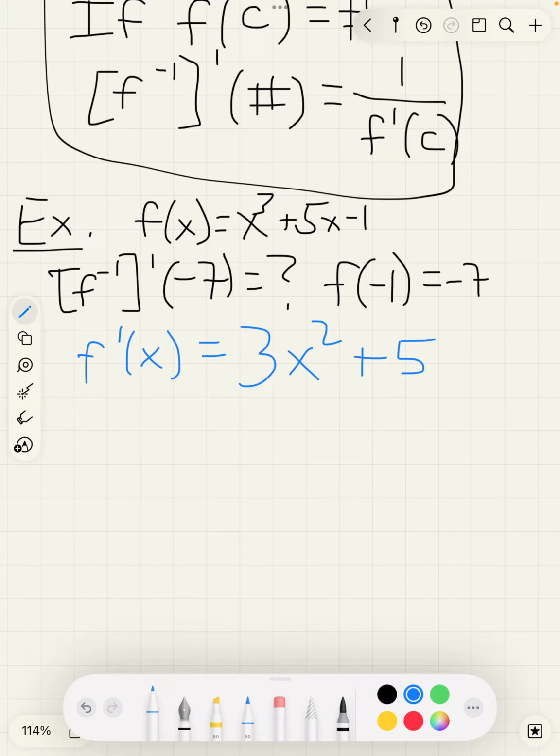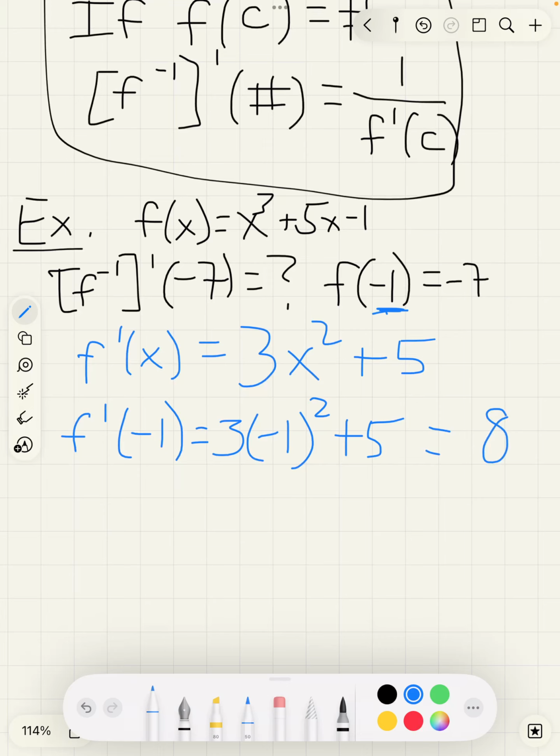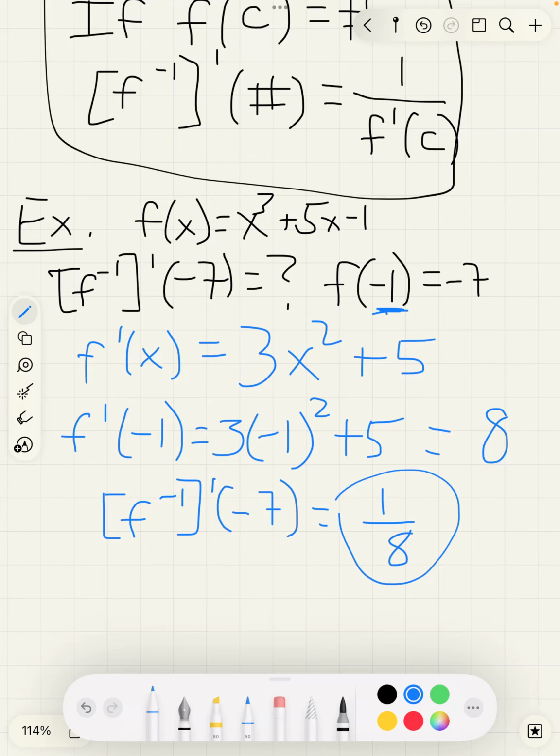Now if I plug in -1 to the derivative of f, this is going to work out to 8. That's f prime of -1. If I want to know the derivative of the inverse at the corresponding point, I just need to flip that, as in flip the fraction. So f inverse prime of -7 would just be 1/8.